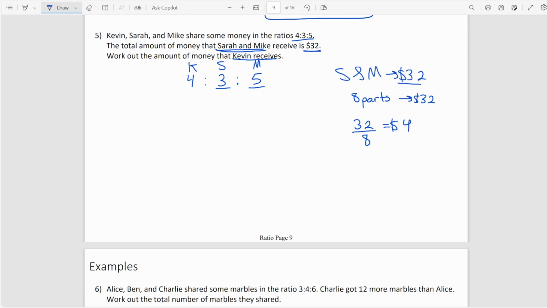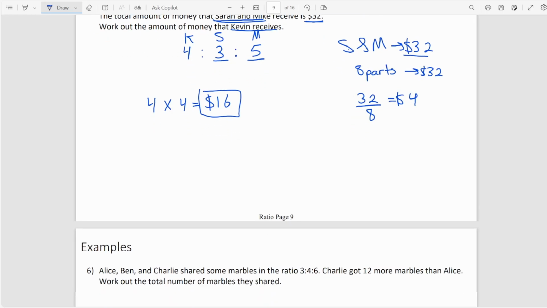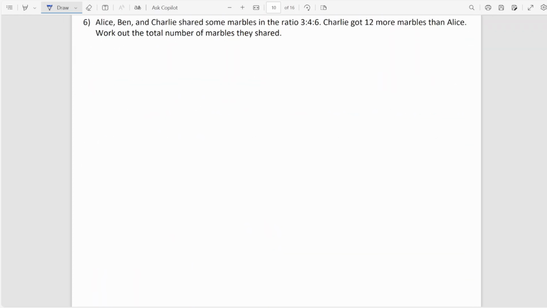So how much will Kevin receive? Well, Kevin has 4 parts. Multiplying this by $4, we get $16. Okay, and that's it. This is what Kevin receives. If you were asked what is the total amount of money, well, it's 16 plus 32. That would be the total amount of money shared because Sarah and Mike got $32 and Kevin got $16. Okay, moving on.